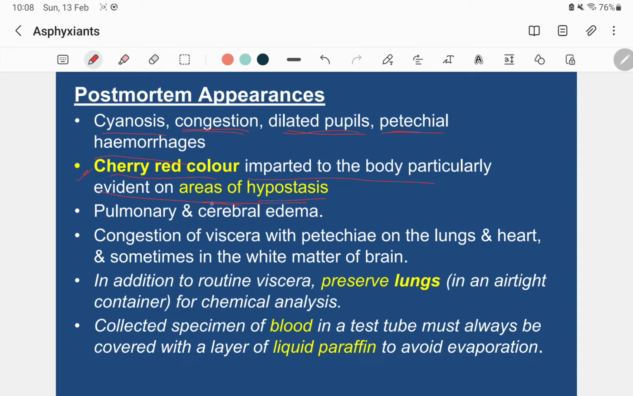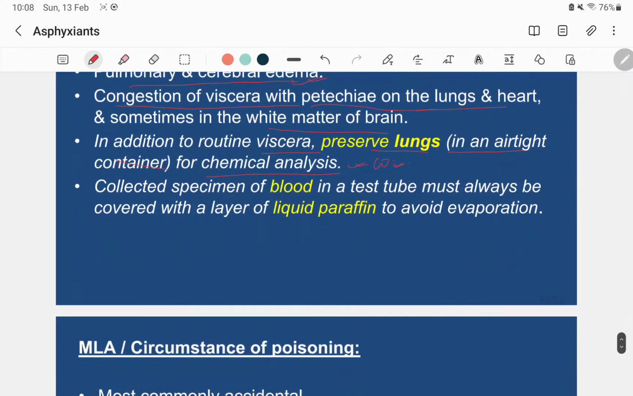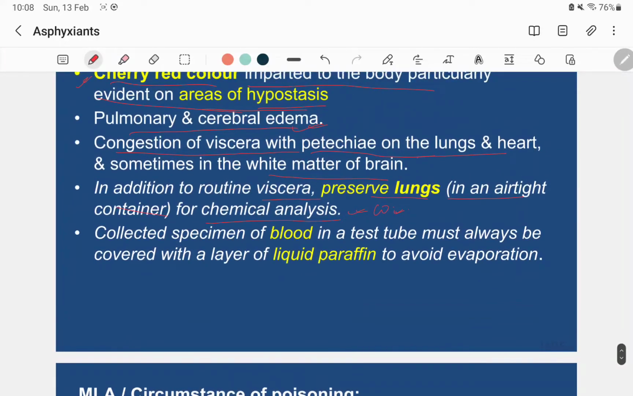Okay, so that's it. And then pulmonary and cerebral edema, of course, and then congestion of viscera with petechiae on the lungs and heart, and sometimes in the white matter of the brain. Okay, so there will be petechiae, small breakage of blood vessels, present on the heart and lungs, and sometimes in the white matter of the brain. And then in addition to the viscera, preserve lungs in an airtight container for chemical analysis. So we can see carbon monoxide. Okay, so in an airtight container, carbon monoxide is preserved, and then it is sent for chemical analysis.